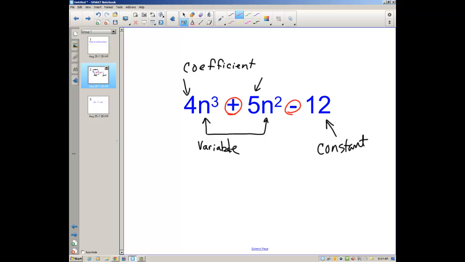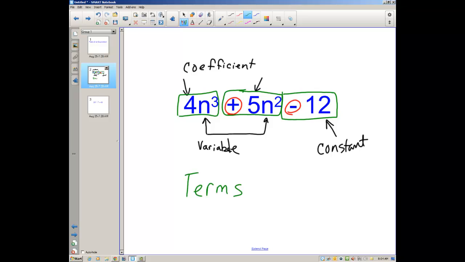Well, each of the individual parts here, this part here, this part here, including the sign in front of it, and this part back here, are called terms. A single term like this right here could be any combination of number, variables, or exponents as long as they're only expressed through multiplication or division. And that's the same thing we have over here and over here. But as soon as you put a plus or a minus between those terms, you now have multiple terms.